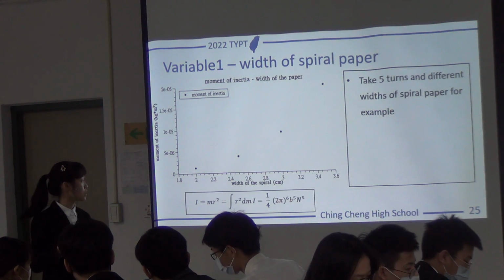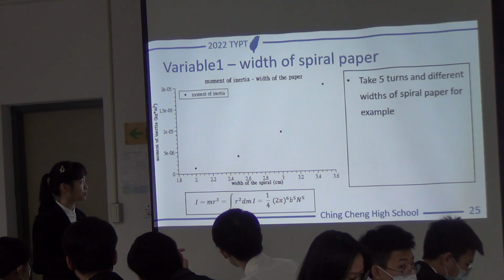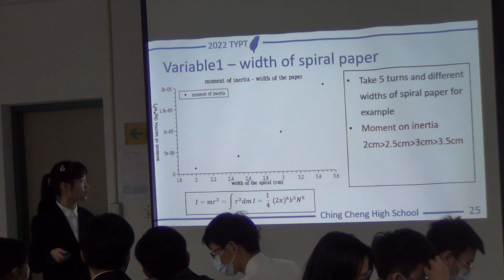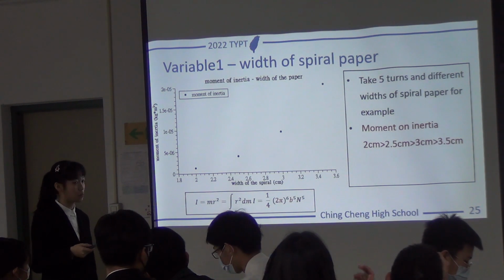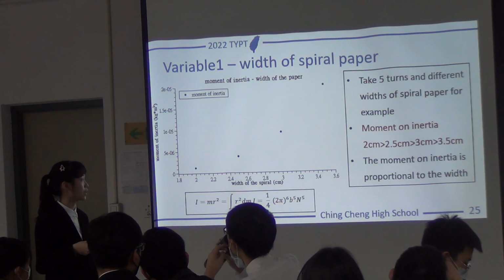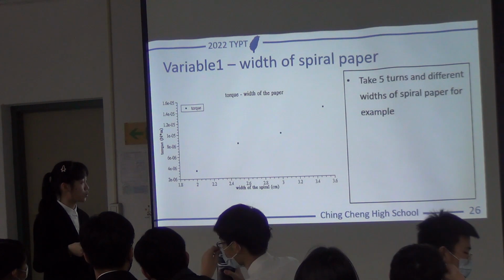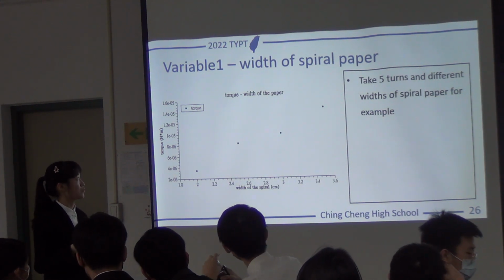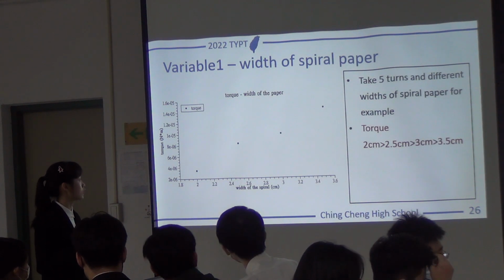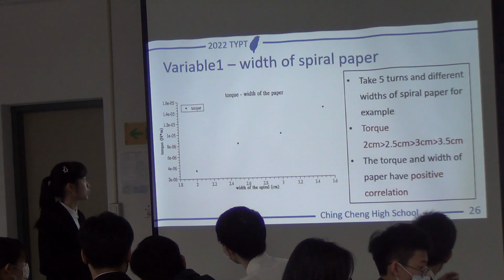We have mentioned before that we use the mass. We found out that the result of moment of inertia will get bigger when the weight of the spiral gets bigger. So they have positive correlation and the moment of inertia is proportional to the weight. And this is the torque under different weights of spiral paper. The result shows that the torque will also get bigger when the weight of the spiral gets bigger, which means that the torque and the weight of paper have positive correlation.